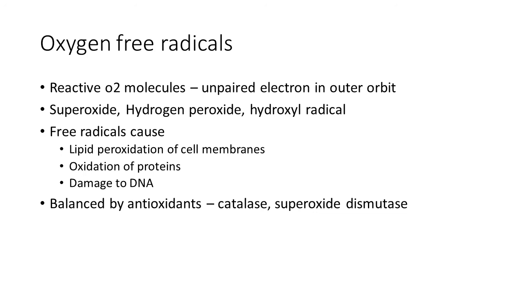These harmful free radicals are balanced by certain substances called antioxidants. The antioxidants can be endogenous or exogenous, and these inactivate the free radicals. Examples of endogenous are enzymes like catalase, superoxide dismutase, and exogenous like vitamins.